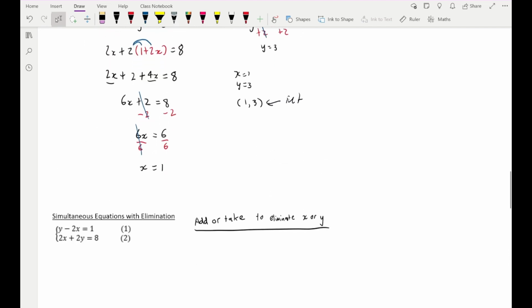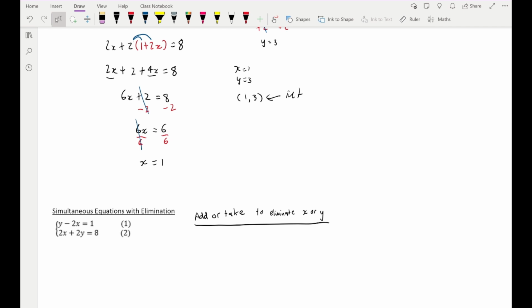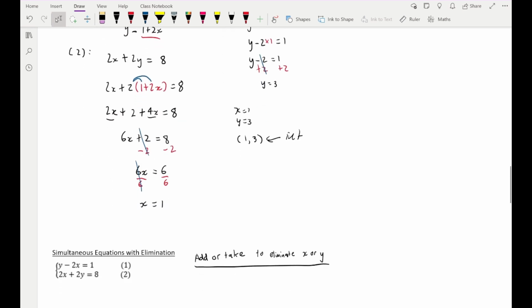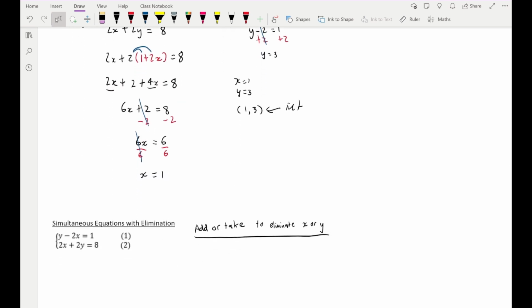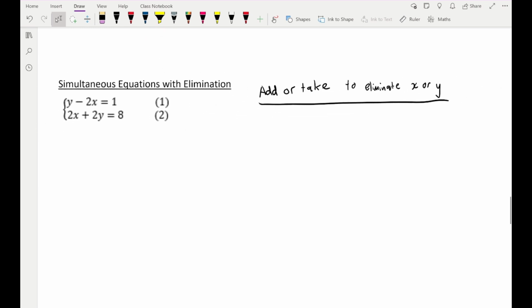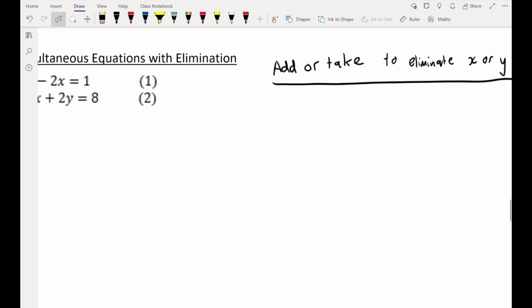Now, I really want to stress, it's not like there's an easy or a hard way to do this. Substitution and elimination are just different, and some are better for different problems. Some are easier with substitution, some are easier with elimination. So let's see how this works. Basically, with elimination, you're going to add or take your two equations from each other to eliminate either x or y. Sounds a bit weird, but you'll see what I mean in a sec.